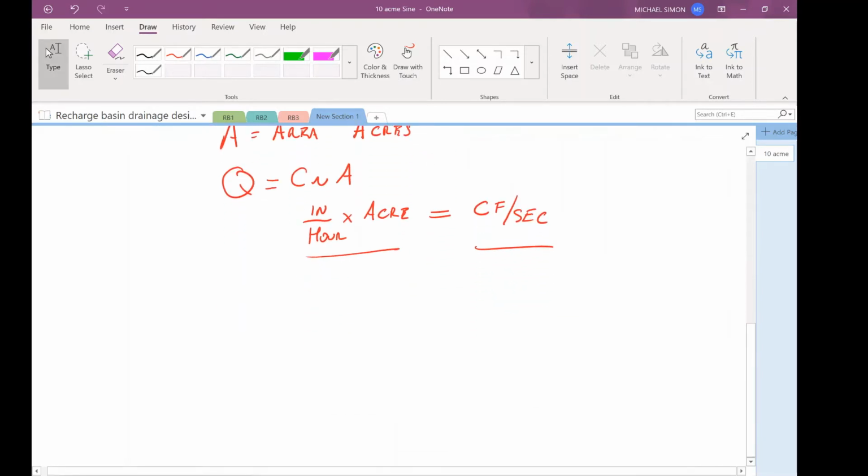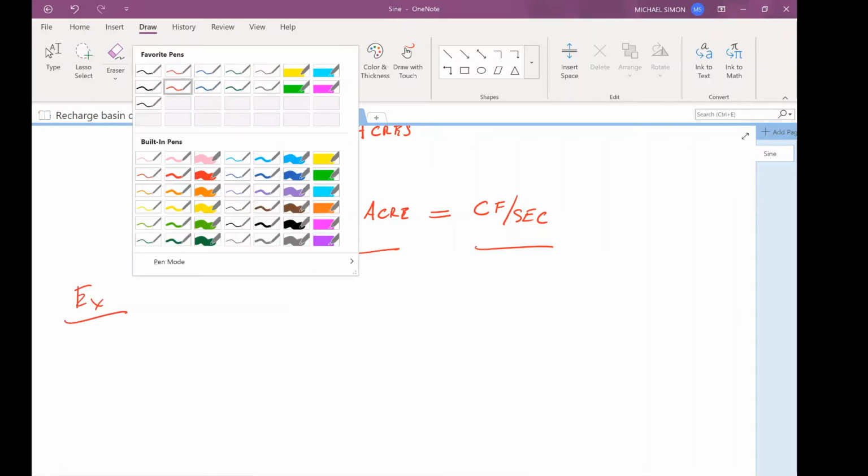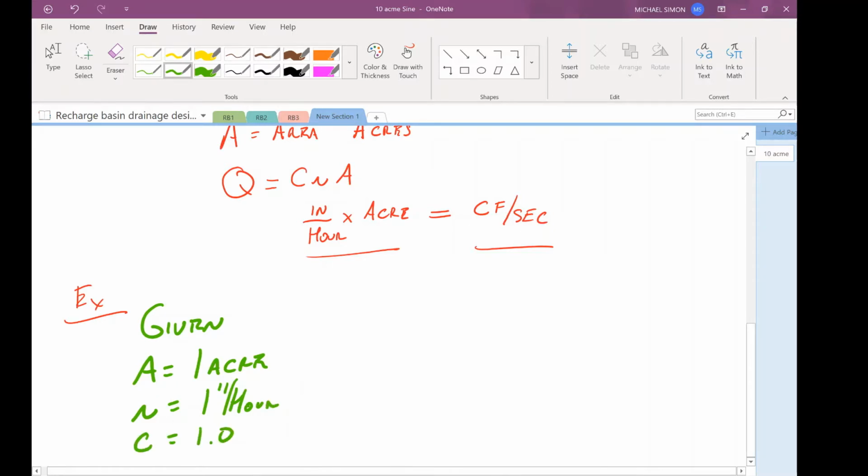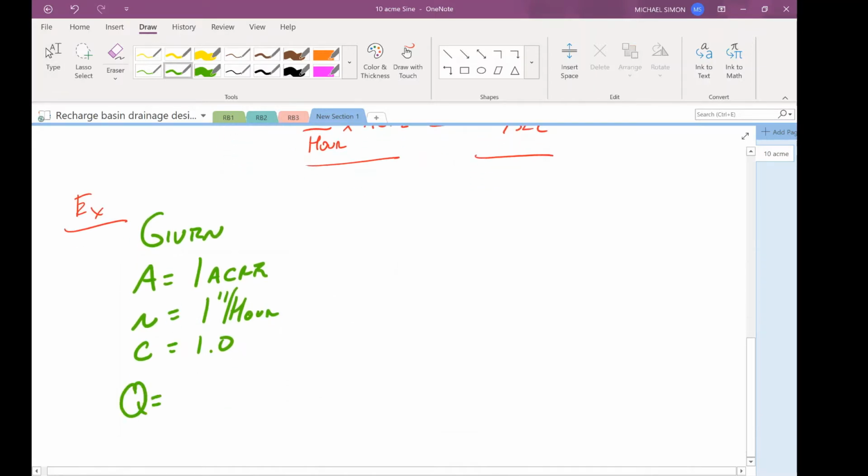Okay, let's just do a quick example off to the side. There we go. Let's say if you're given an area equal to 1 acre, an intensity equal to 1 inch per hour, and a runoff coefficient equal to 1.0. If I gave you that, what's Q going to be equal to? Let's go through this whole process.